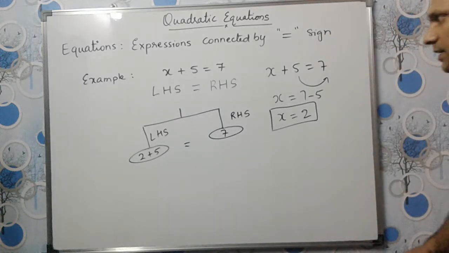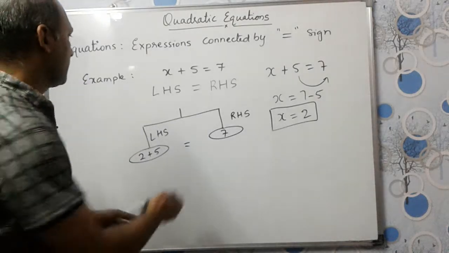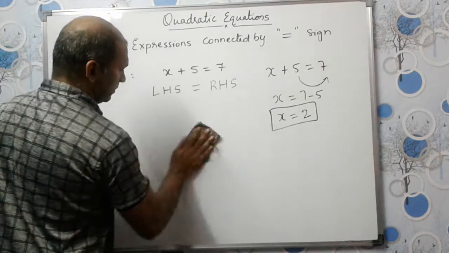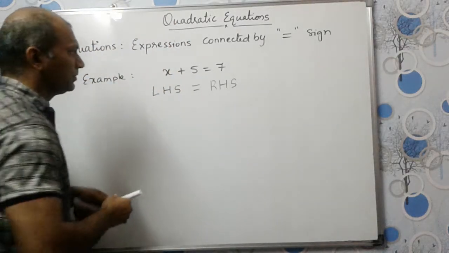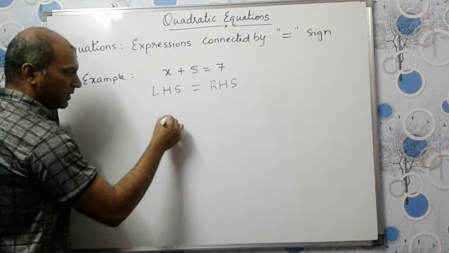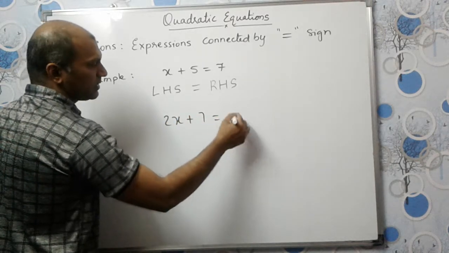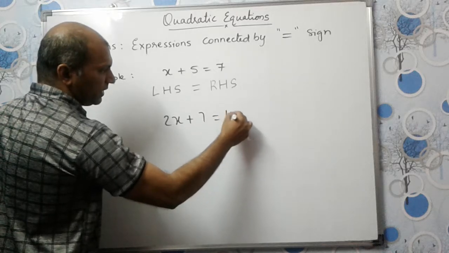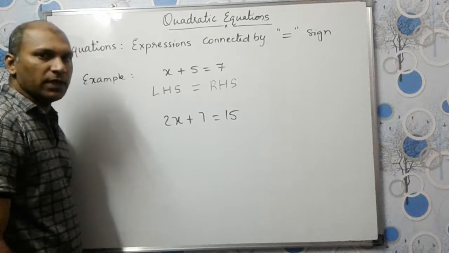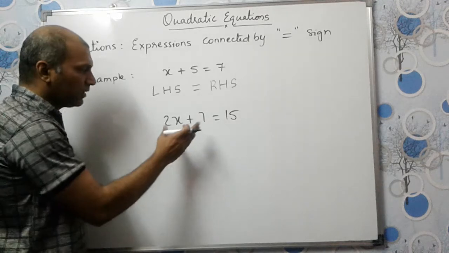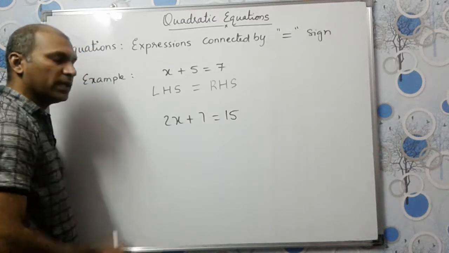Okay. Now let me give you one more example. Find the value of x from here. For example, we have 2x plus 7 is equal to, let us take 15. 2x plus 7 is equal to 15. From this we need to find the value of x. This is an equation. We have left hand side is equal to right hand side.